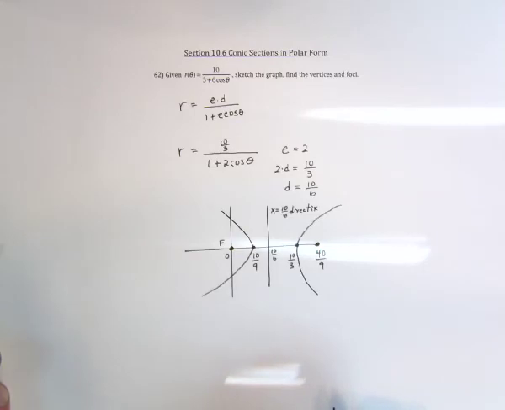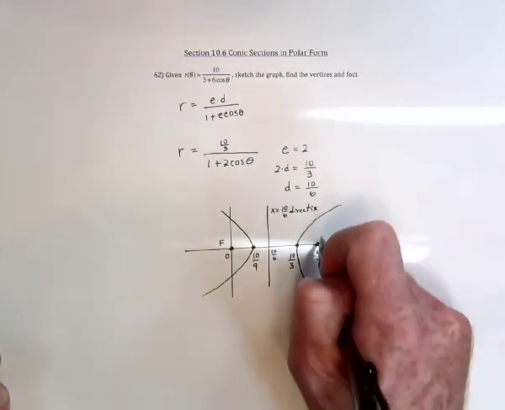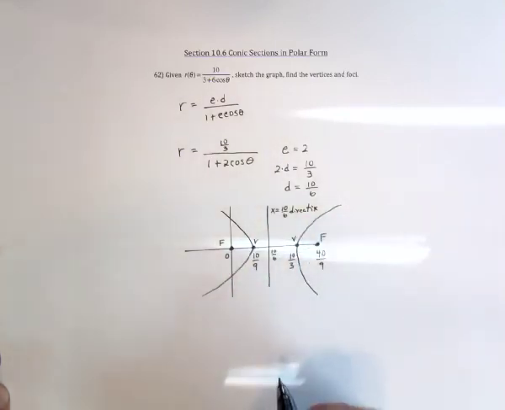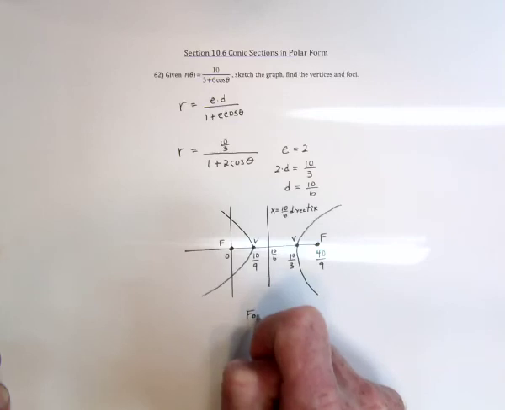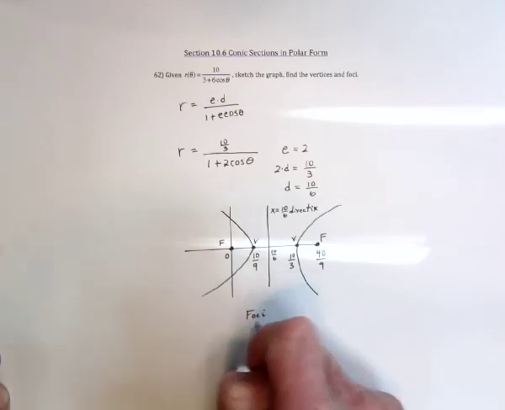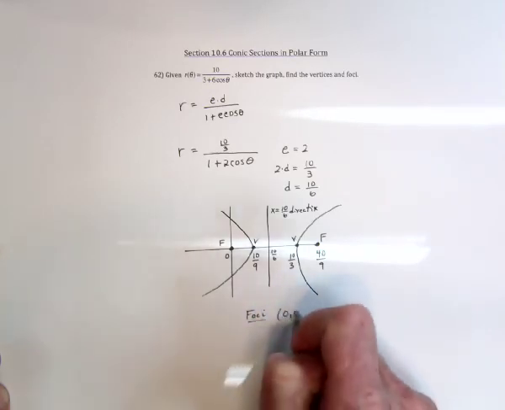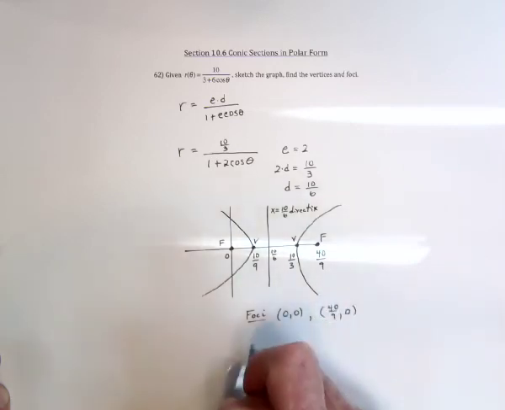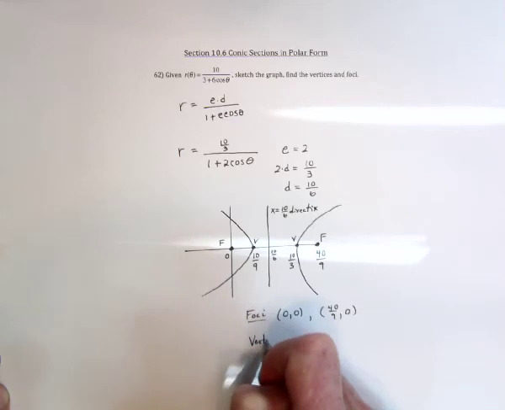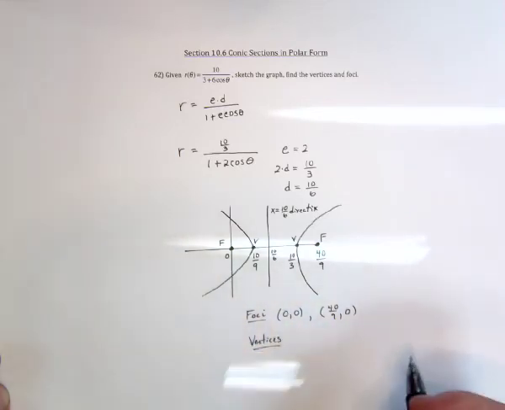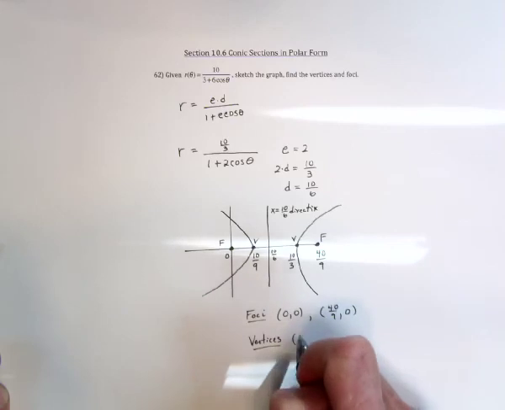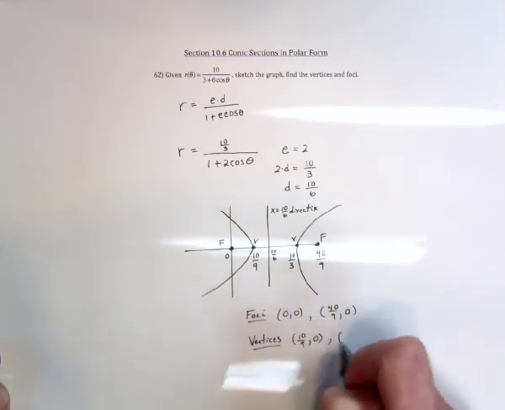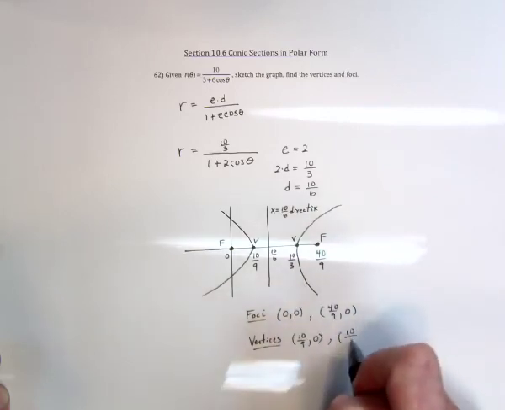And I think we have all the pieces. So this is a focus, this is a vertex, this is a vertex, and we've got the directrix. So we've got focus, or foci, at 0, 0, and 40/9, 0. And we've got vertices at 10/9, 0. And then also this one at 10/3, 0.